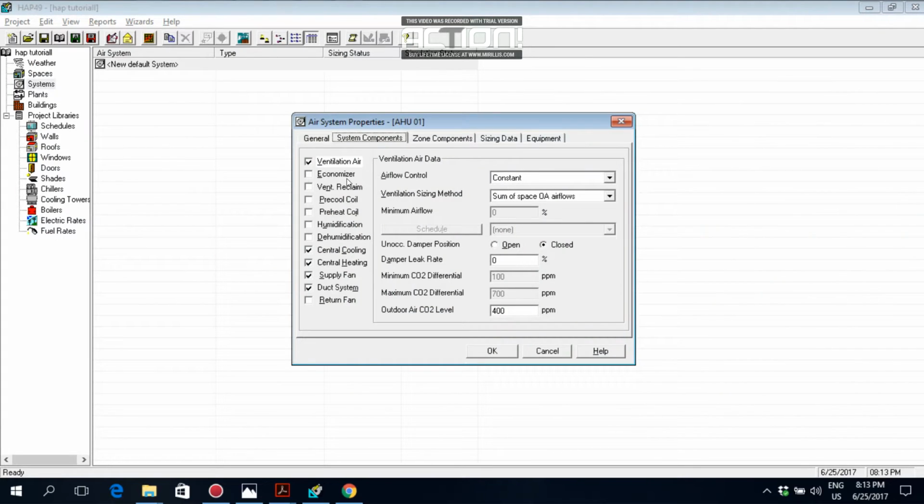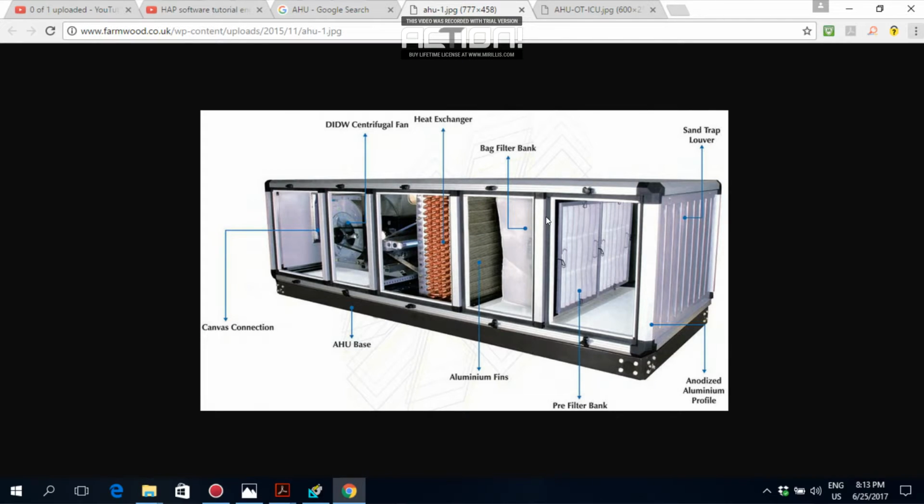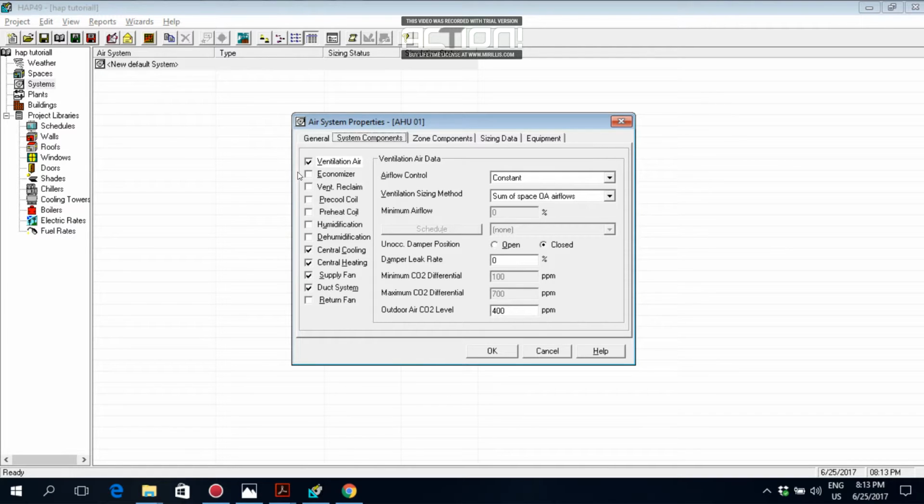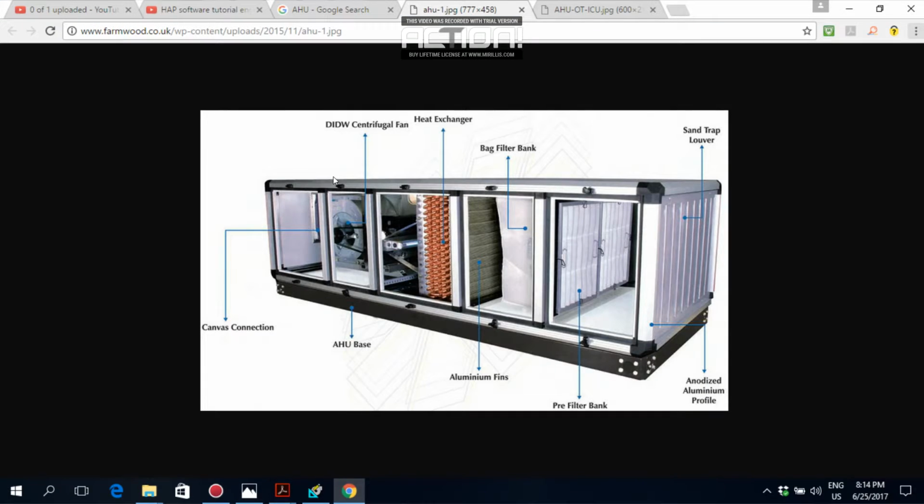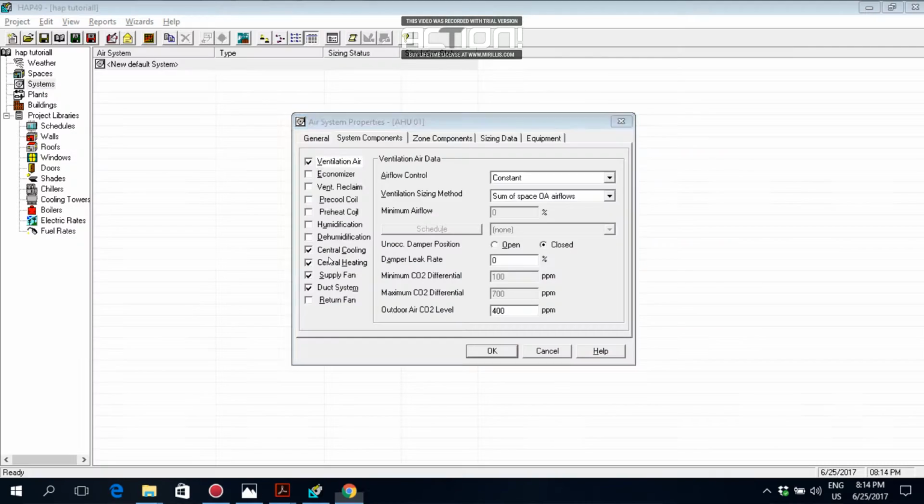So what is ventilation air over here? It means that you need ventilation air provision also in this system, in this machine which is the air handling unit. So you need ventilation air, so I'm just clicking it OK. And economizer, generally you won't consider economizer. There is no component called economizer over here, so you don't need the economizer, you don't need the provision for ventilation reclaim.